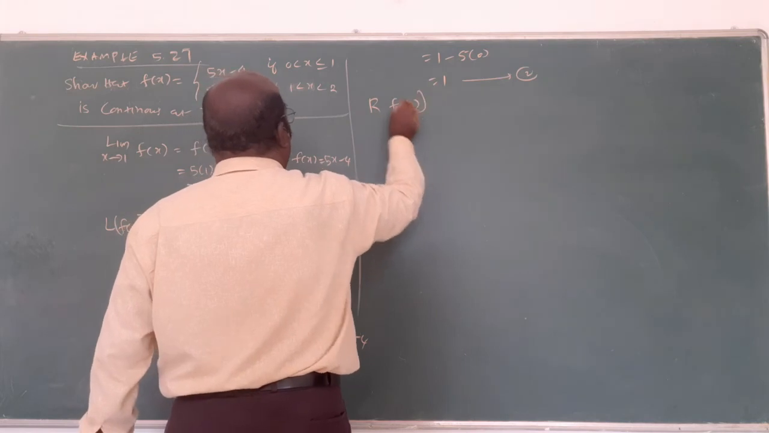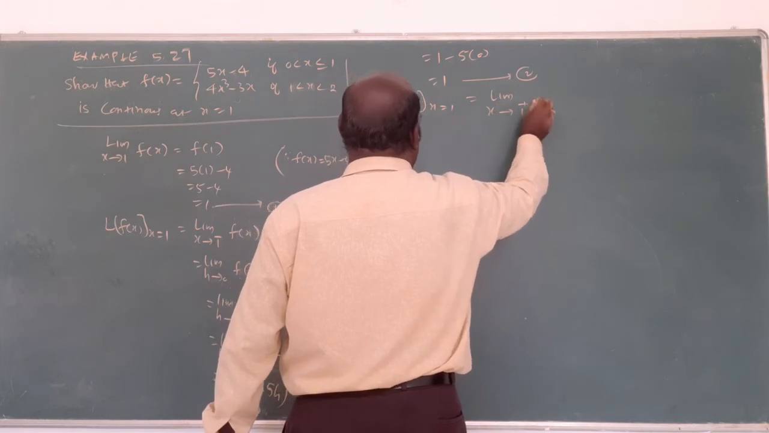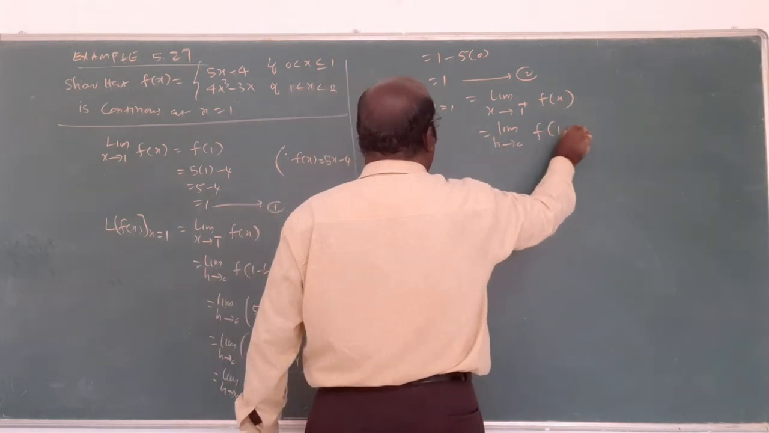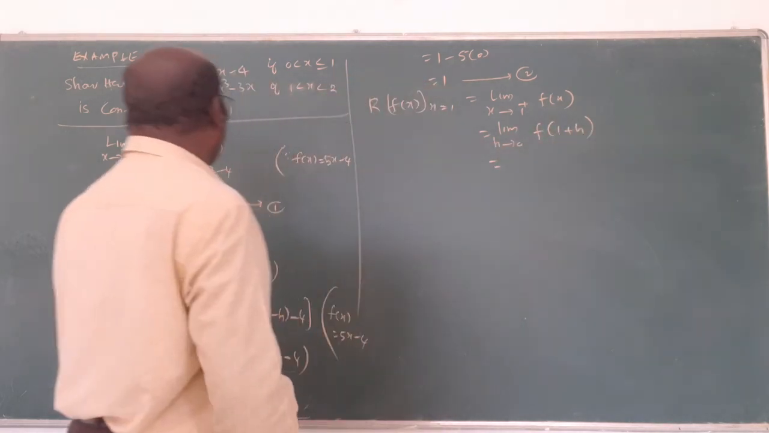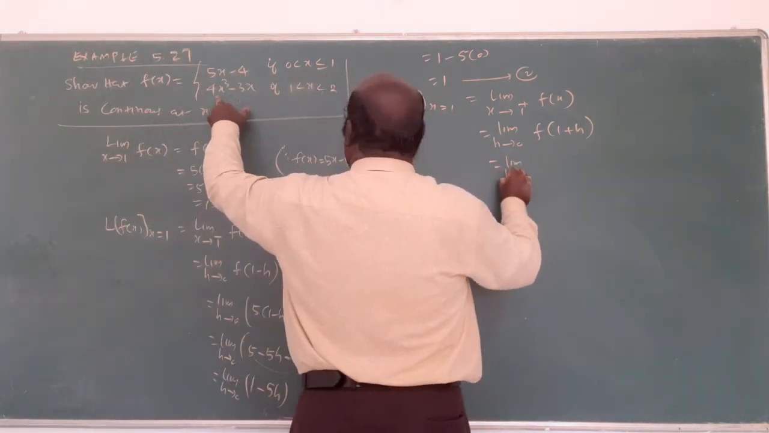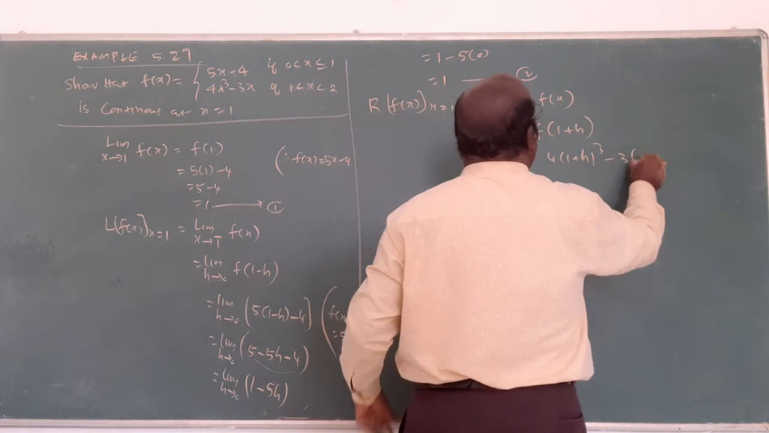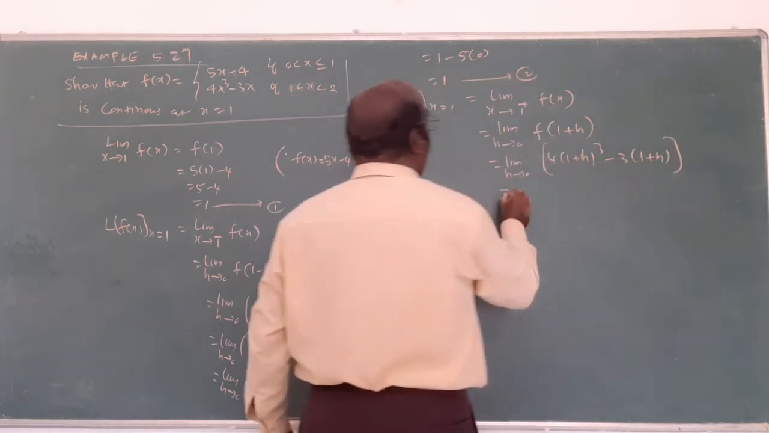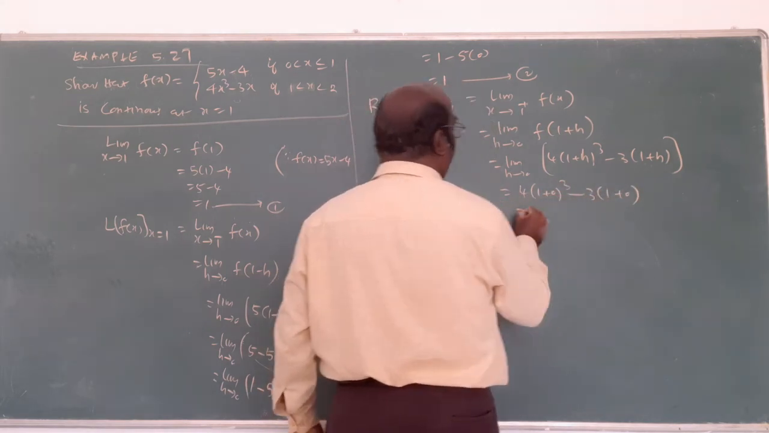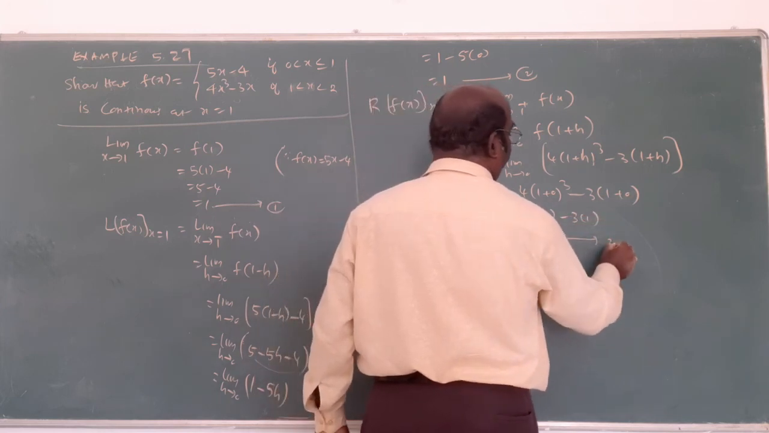Similarly, the right hand limit of f of x at x equal to 1 is equal to the limit as x tends to 1 plus of f of x, which is the limit as h tends to 0 of f of 1 plus h. 1 plus h means what? Above 1. For above 1, by this idea, we get 4 into (1 plus h) whole cube minus 3 into (1 plus h). Now replace h by 0: 4 into (1 plus 0) whole cube minus 3 into (1 plus 0). 1 cube is 1 only. 4 into 1 minus 3 into 1. There, 1 is the answer.